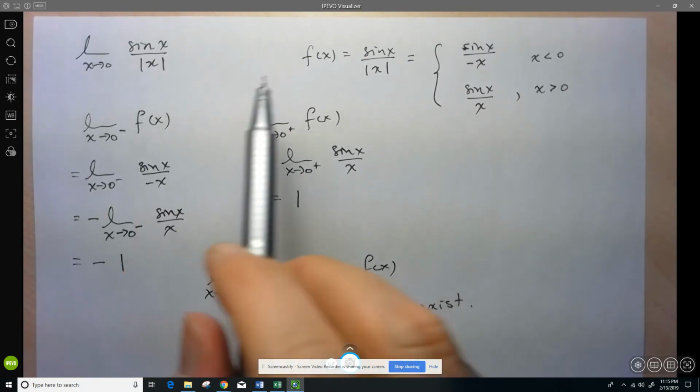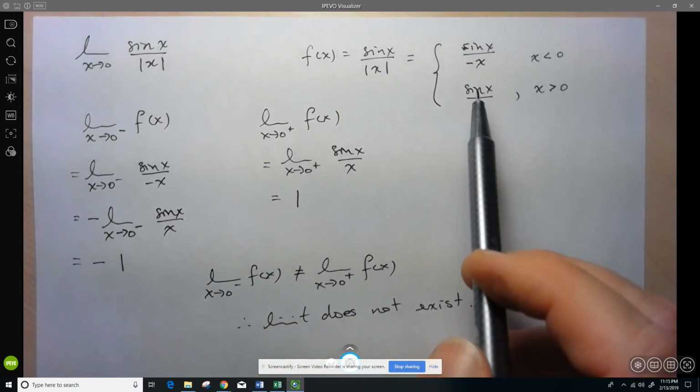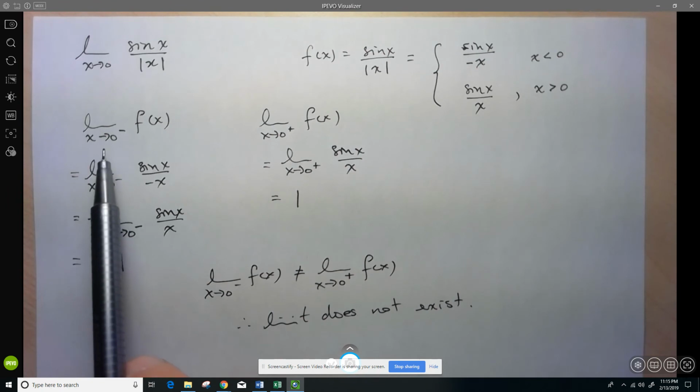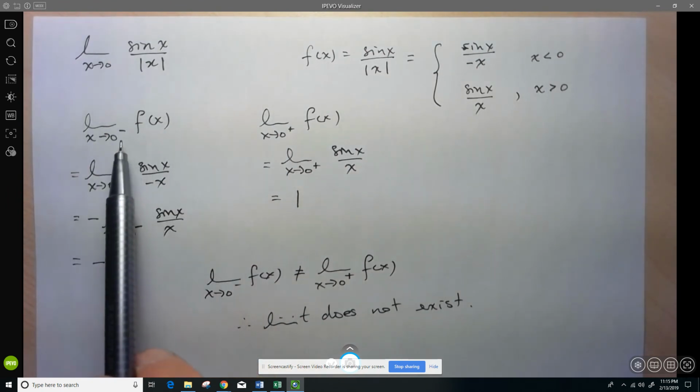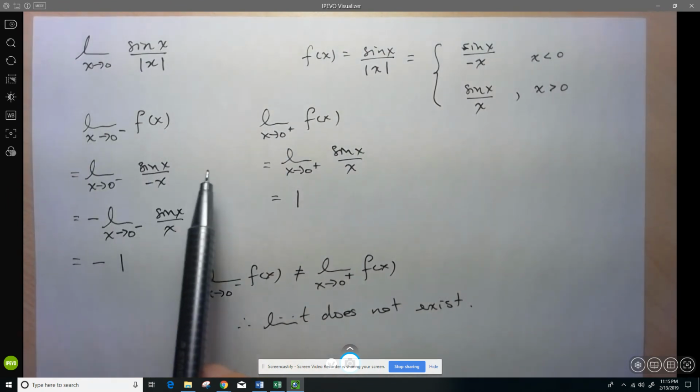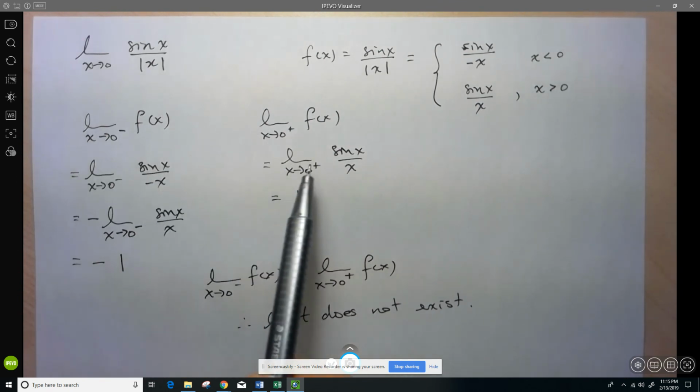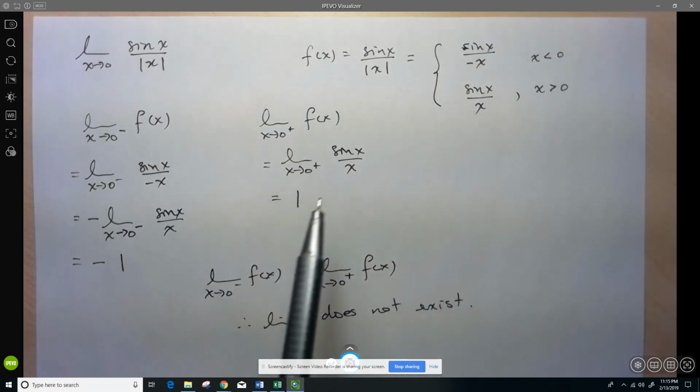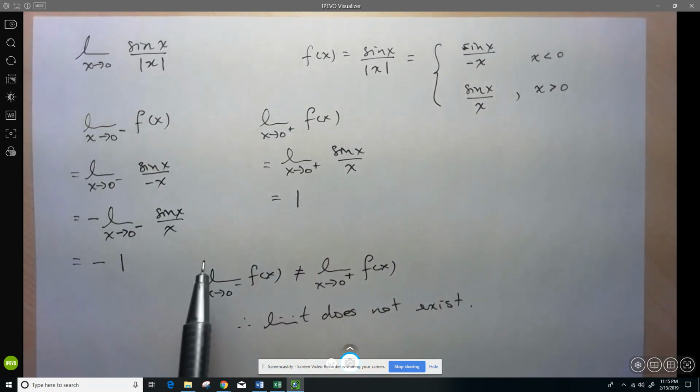All right. So once we write it as a piecewise function, we can now approach 0 from both the left and the right separately. And in both cases, we made use of the fact that we knew what the limit of sine x over x as x approaches 0 was equal to.